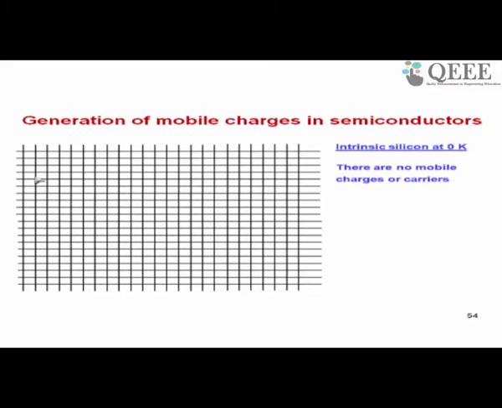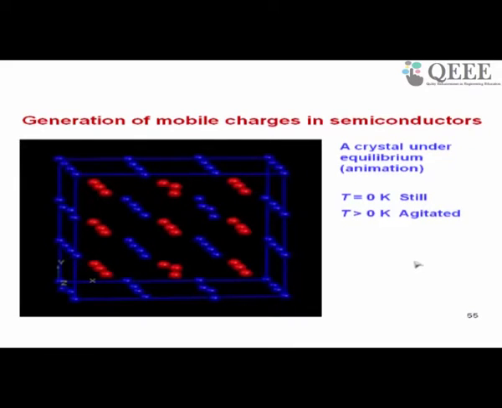You can see here that all silicon atoms are bonded to 4 nearest neighbors. That is what this matrix here shows, horizontal and vertical lines. Each point of intersection is a silicon atom. Now suppose I raise the temperature more than 0 Kelvin, what is going to happen?